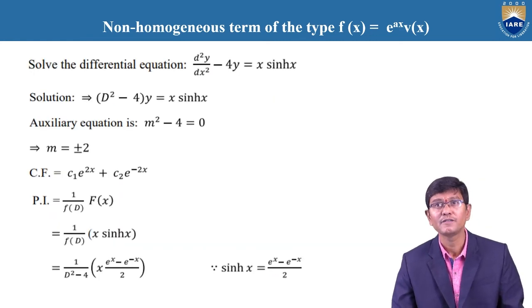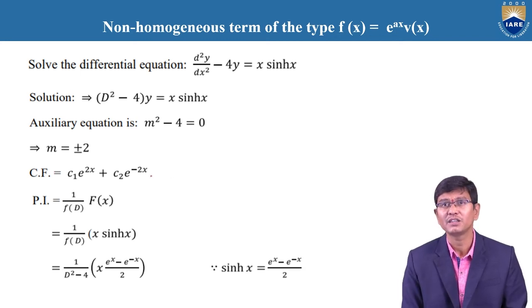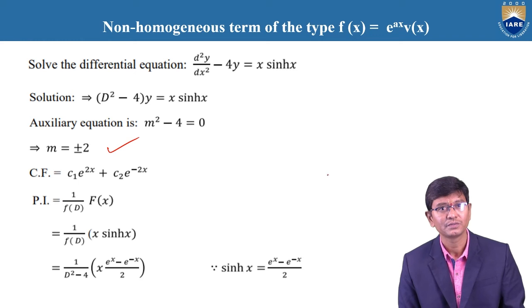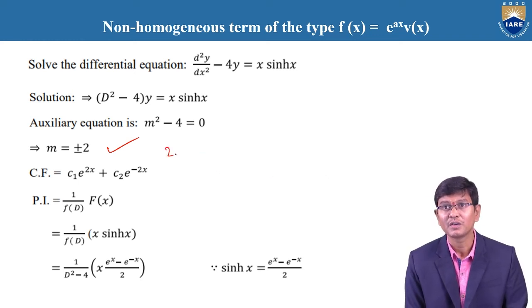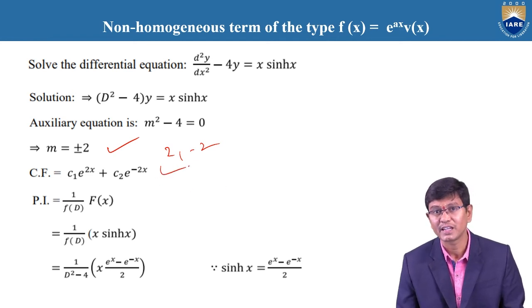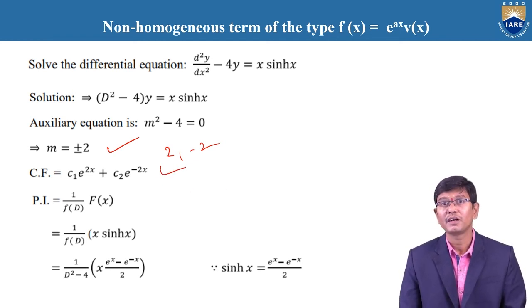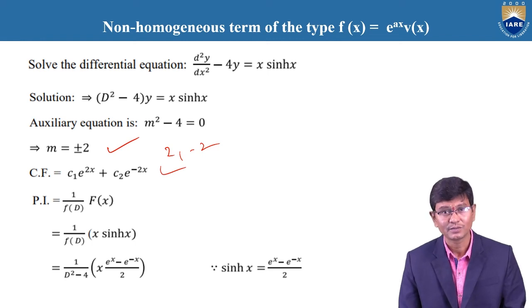Now, similarly, d square y by dx square minus 4y is equal to x sinh x. By using the complementary function, m is equal to plus or minus 2. Therefore these are distinct roots, one root is 2 and the other is minus 2. Therefore, using the distinct roots case, y is c1 e power 2x plus c2 e power minus 2x.